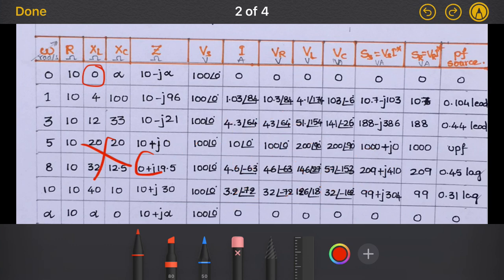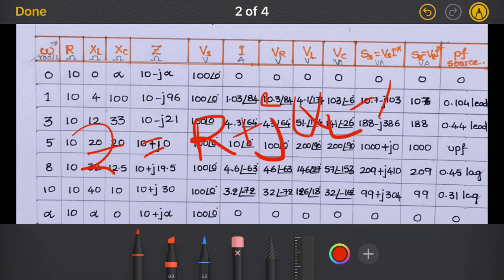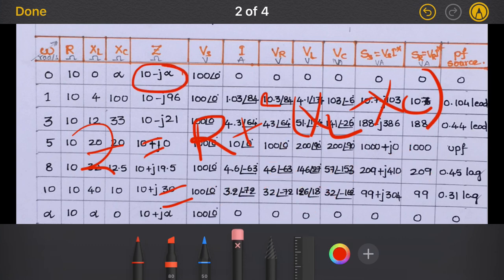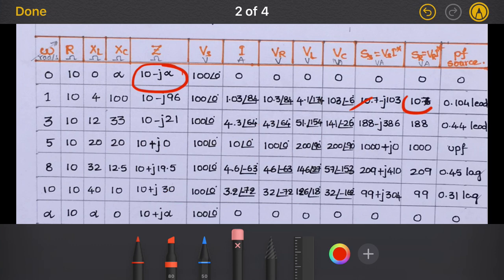Now the impedance Z, we know, equal to R plus j(XL minus XC). We have already derived this expression. So the R value is 10 plus j, XL value is 0 minus infinite. So R minus j infinite is the final impedance value. And the supply voltage here is 100 at an angle 0. The supply voltage magnitude also does not depend on frequency. Clear? So the supply voltage is 100 at an angle 0.